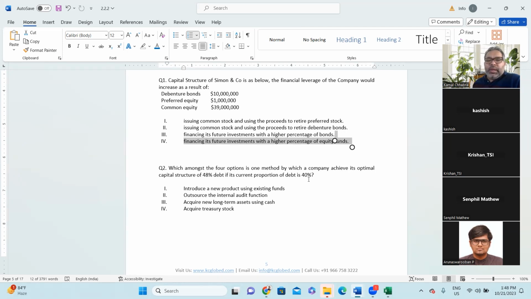First option is introducing a new product using existing funds. Will it impact anything? No impact, so incorrect answer. Second is outsource the internal audit function. Will it impact leverage? No. Third is acquire a new long-term asset using cash. So you have purchased property, plant and equipment and you have given the cash. Will that impact financial leverage?